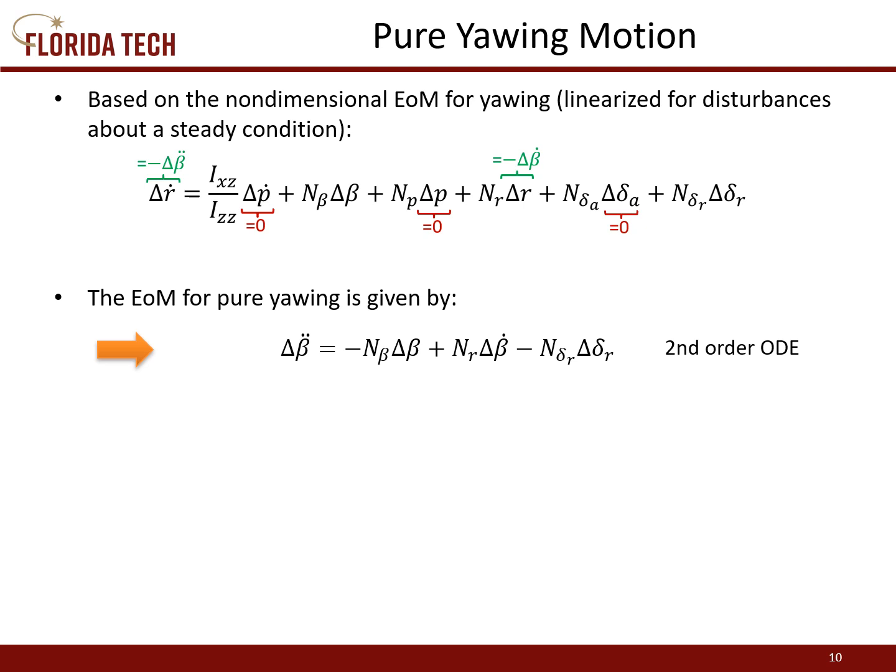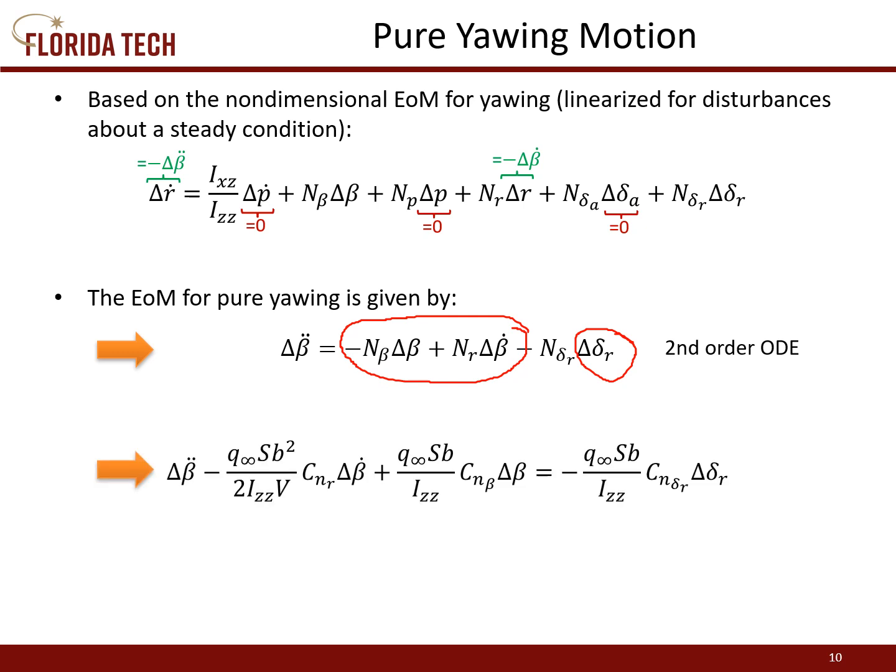The idea is to bring these types of parameters to the left-hand side, keep this on the right-hand side as the forcing function, and then substitute in the various non-dimensional stability derivatives. So there's our N_r, our N_beta, and our N_delta_r on the right-hand side. We do this so we can isolate the effects of our aerodynamic yaw damping, C_n_r.